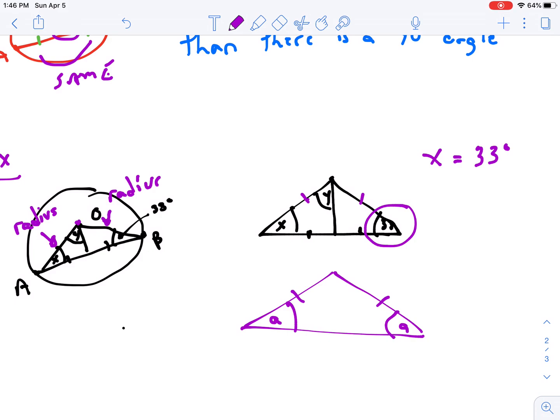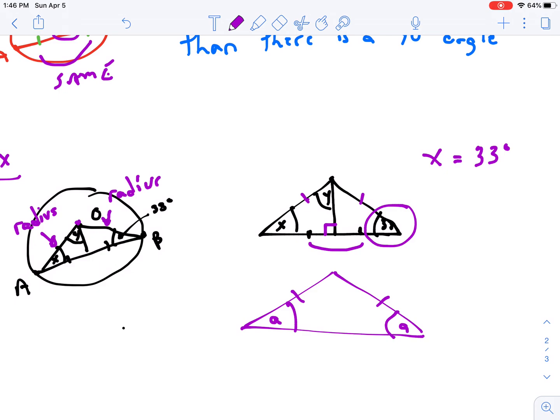Now to figure out Y, if I know X is 33, I have to figure out Y. Well, a couple of things that I'm looking at here. These line lengths are exactly the same length. They're cut in half. So that tells me that I can put a 90-degree mark right there. So now I know X is 33 degrees. I know that angle is 90 degrees. And Y is connected to those three. And therefore, I know that these need to add up to 180.